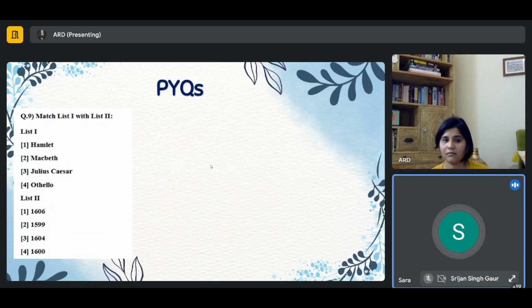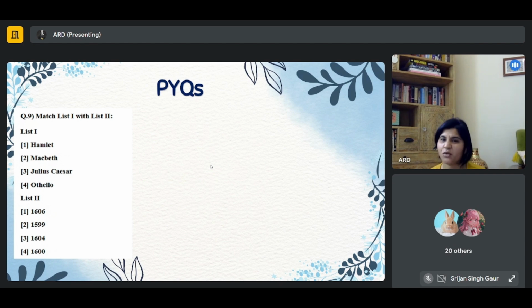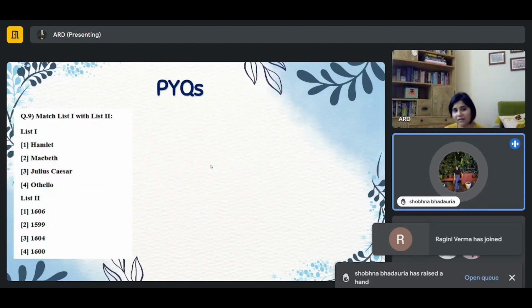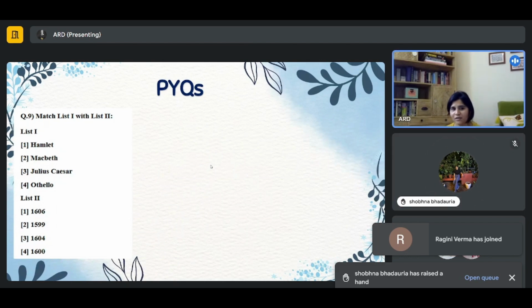It was either 1600 or 1601. Yes, usually we study 1601 is correct. I don't know why they have not given it in the options, so we will go with 1600. Okay? And then which was the first play that was performed in Globe Theatre? In which year? Julius Caesar, 1599. Yes. So two of our options are solved.